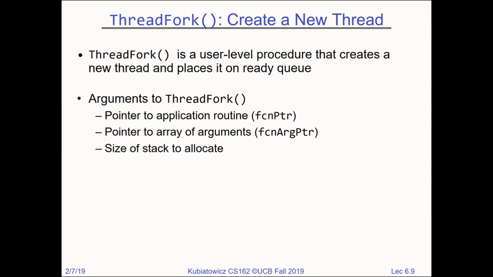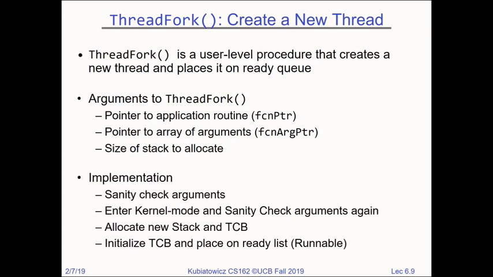Now, different thread forks are all a little different in how they work, but by and large, somebody has to tell the kernel, or whoever's creating the thread, how much of a stack. Remember that little discussion we had about making sure there's enough room? Okay. So how does this work? Well, just like with any system call, we sanity check the arguments, we enter kernel mode and sanity check again, allocate a stack and TCB, and then initialize the TCB and place it on the ready list.